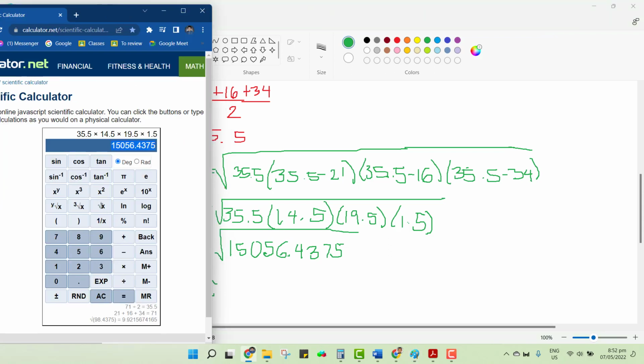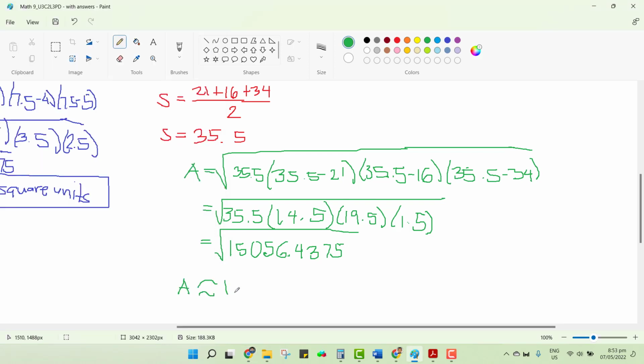So you have here the square root. Sorry, I haven't clicked equals yet. So equals. And then you have the square root of the answer, 15056.4375. You have here approximately 122.70.